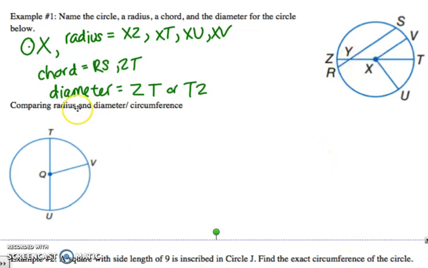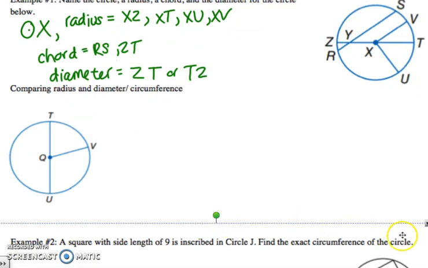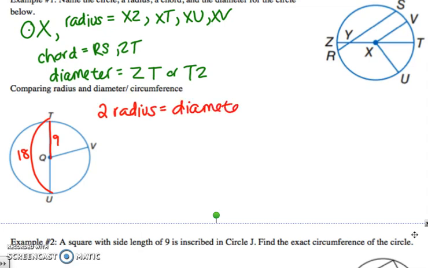All right, comparing radius and diameter. So there's a special relationship between radius and diameter that you probably already know. But if I tell you that TQ is 9, that means the diameter is going to be 18, okay? So two of the radiuses equal a diameter, okay? Or you could also say half of the diameter is going to equal your radius. Okay? So if I give you the radius, you can find the diameter, and vice versa.